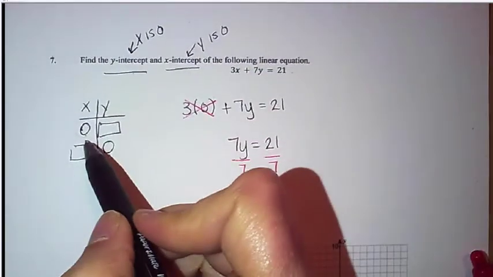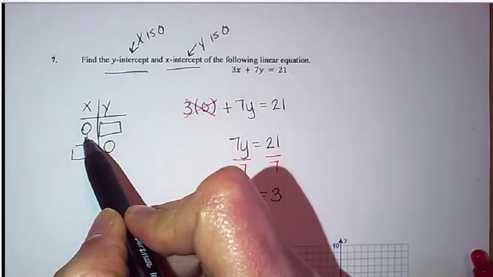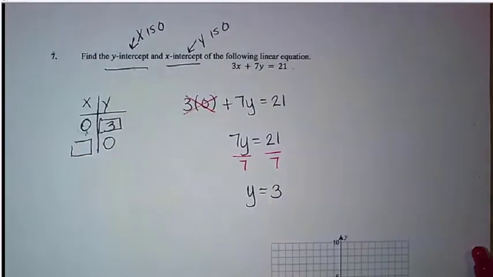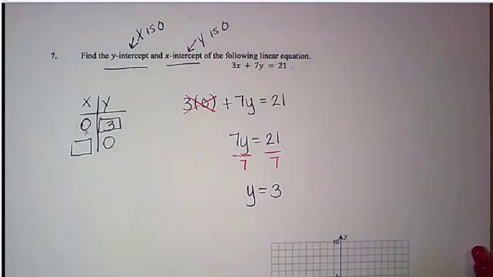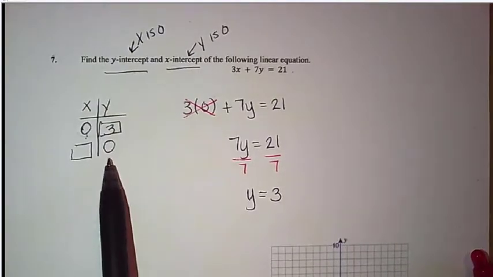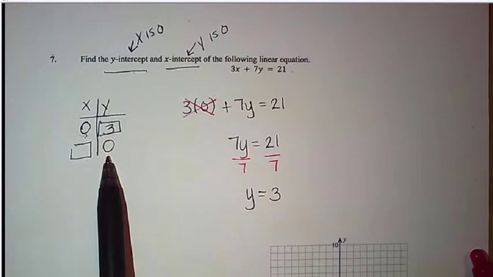So for our y-intercept, we have x is equal to 0. Again, always equal to 0 for our y-intercept. And our y value was 3. We're going to do the exact same thing for our second point, except this time, since our 0 is in our y column, we're going to plug that in for our y and solve for x.